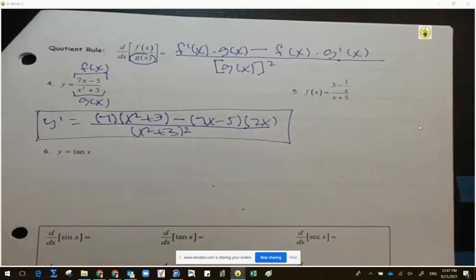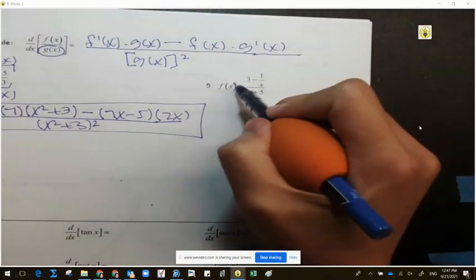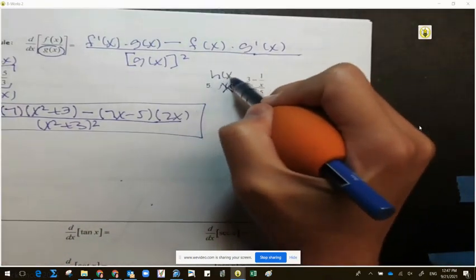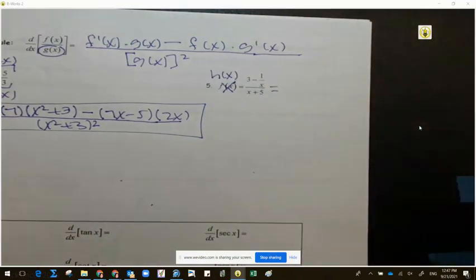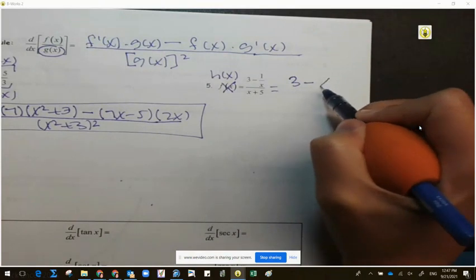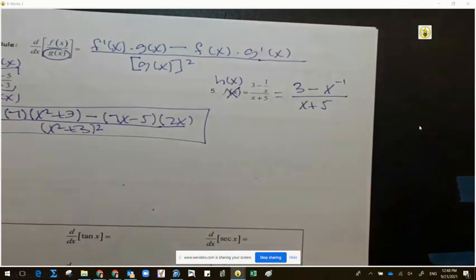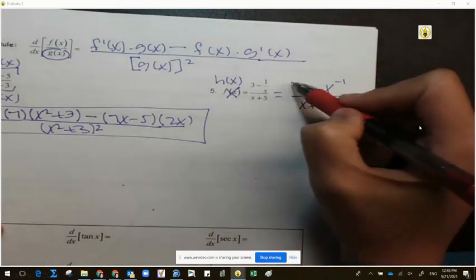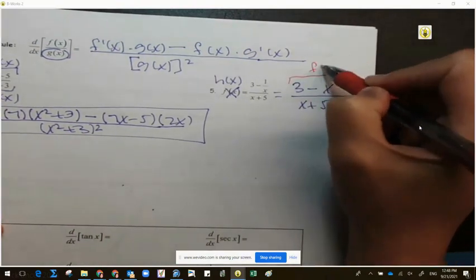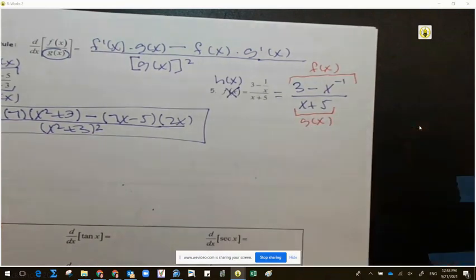All right, let's do number 5 and let's add on to the card that we've already had for the 4 more trig derivatives. So number 5, let's call this h of x. We want to rewrite the numerator so we don't have a fraction over a fraction. So 3 minus the x to the negative 1, x plus 5. And let's go ahead and label them. Here's my f of x. And once you get comfortable with it, you don't need to label every single time.